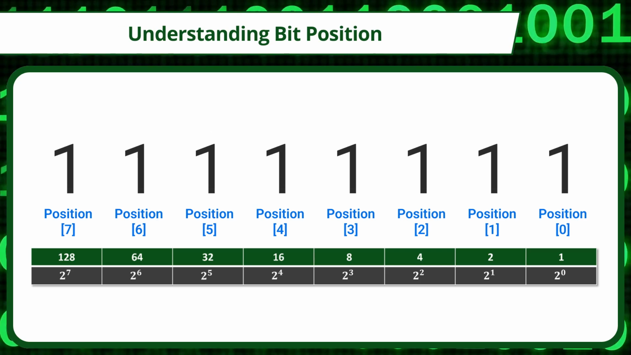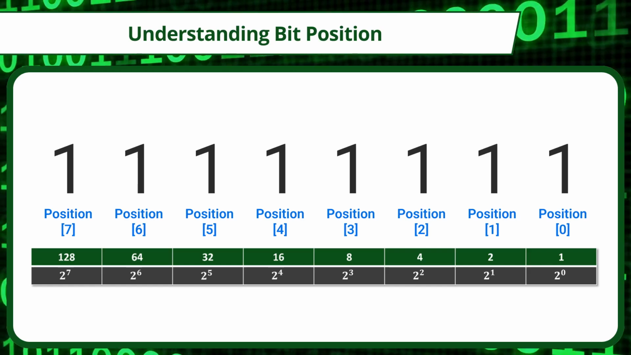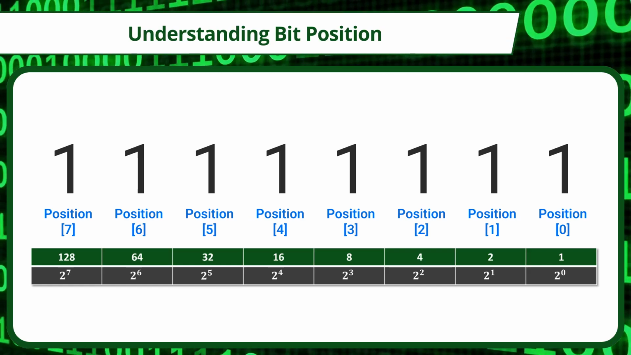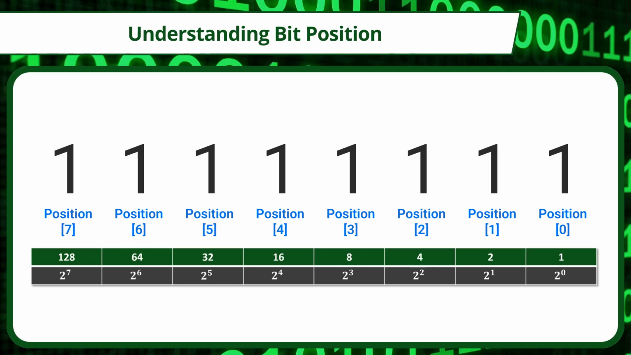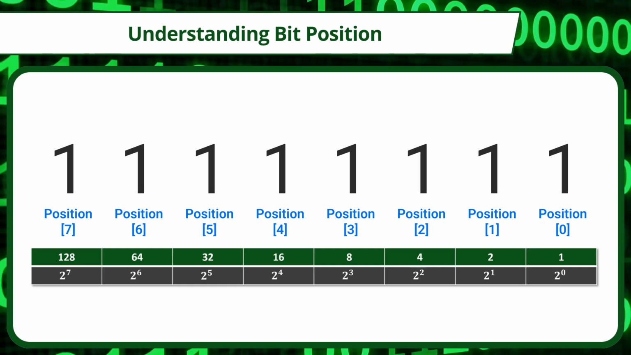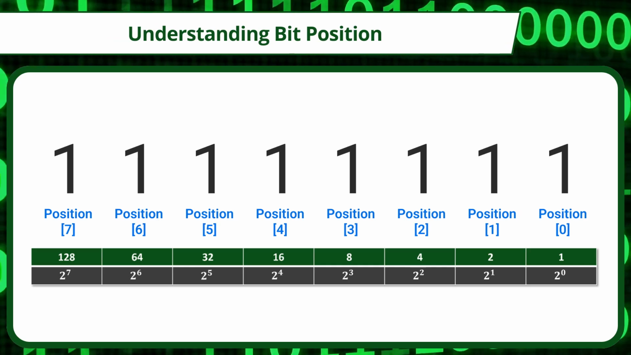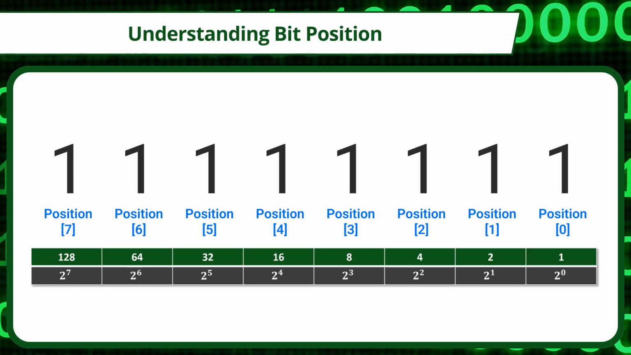Each time you move a place to the left, you add 1 to the position number and you double the value it represents. In an 8-bit binary number, the digit on the far left is position 7 and is worth the most, which is equivalent to 128 in decimal. The digit on the far right is position 0 and is only worth 1. When you understand this pattern, you can easily see how every digit in a binary number adds up to create its total value.